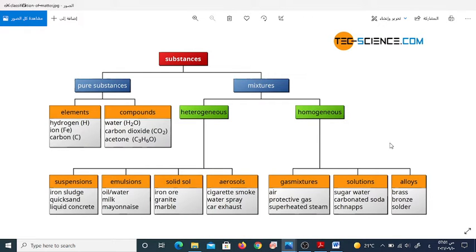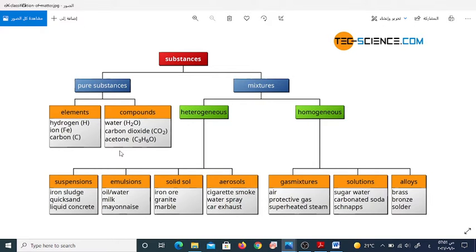So, as I have said, substance can be divided into pure substances and mixtures. Pure substances, like elements. Elements are those in the periodic table, like hydrogen, iron, carbon, sodium, potassium, rubidium, etc. And compounds usually consist of two or more elements, like water molecule, carbon dioxide molecule, acetone molecule, sugar molecule, etc.